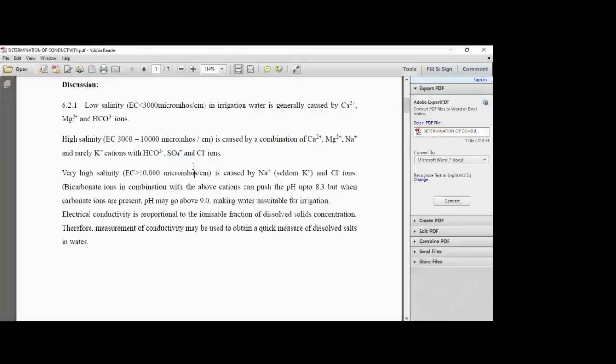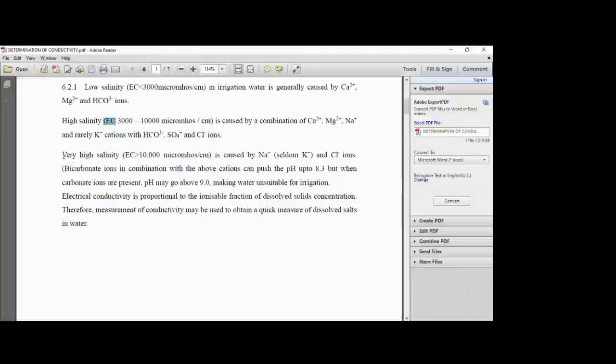So here, previously there were very few salts available, but here the number of salts will increase, and because of that the salinity will also increase, and the electrical conductivity value will also increase, right? Again, if the electrical conductivity is more than 10,000 micromhos per centimeter, I say it is very high saline water, and the salinity is caused by Na+, seldom K+, and Cl- ions. Bicarbonate ions in combination with the above cations can push the pH up to 8.3, but when carbonate ions are present, pH may go up to 9, making water unsuitable for irrigation, right?